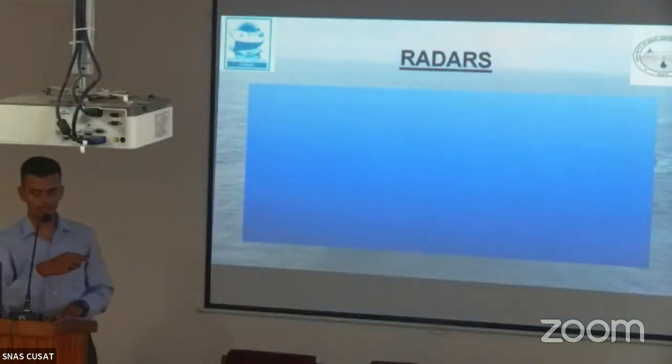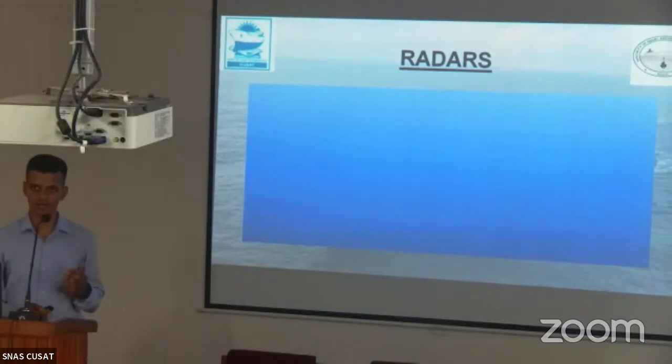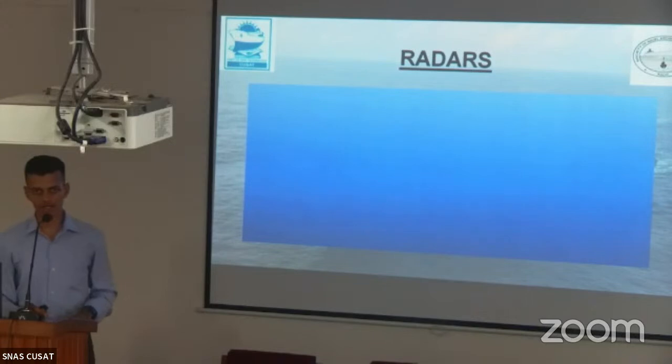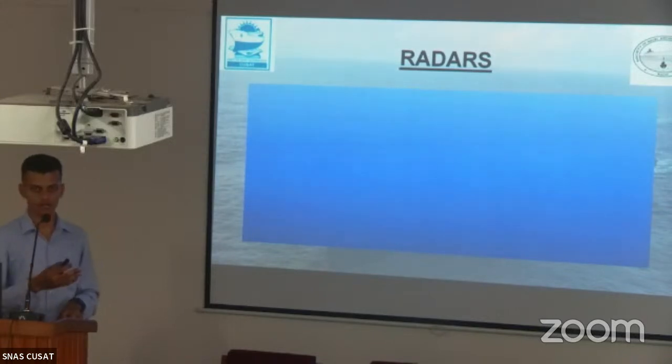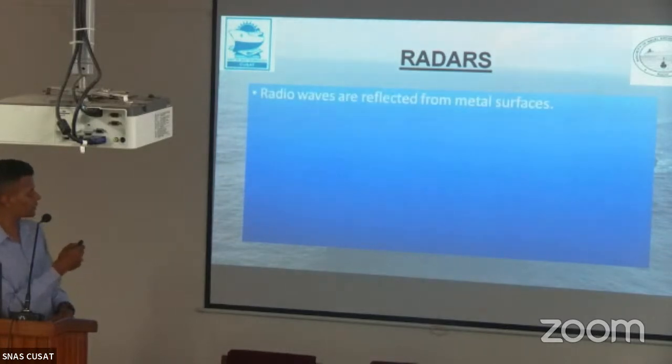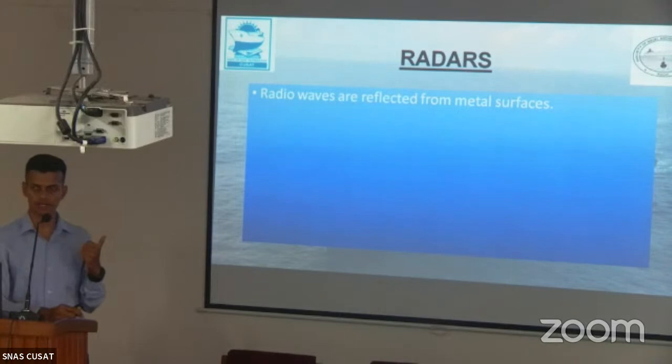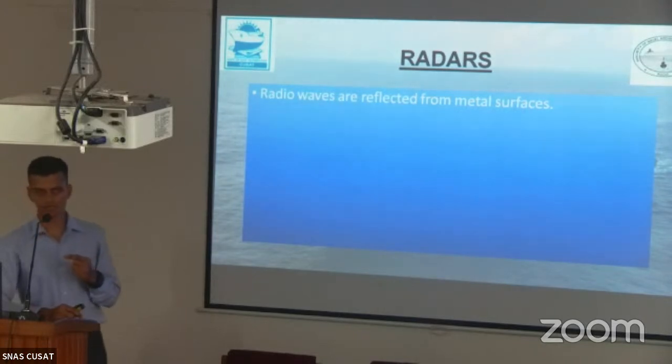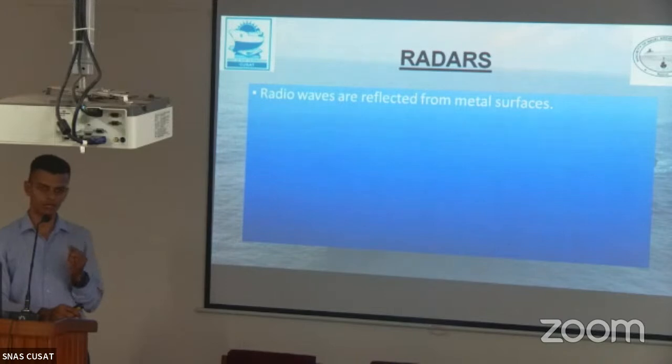Okay, so radars are one of the most important sensor systems which we use to identify and detect the range and the direction of the hostile threats. So radar stands for radio detection and ranging. Some of you might already know how these systems work. So radio waves are used in these radar systems. Radio waves are reflected from metal surfaces. So we periodically, in a harmonic manner, release radio waves in the direction in which we think hostile threats might be there. So the radio waves will travel in that direction.